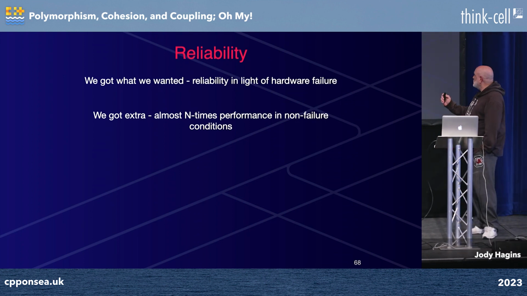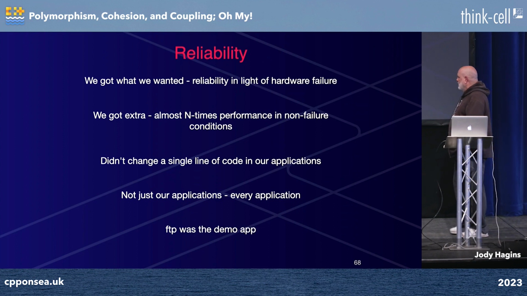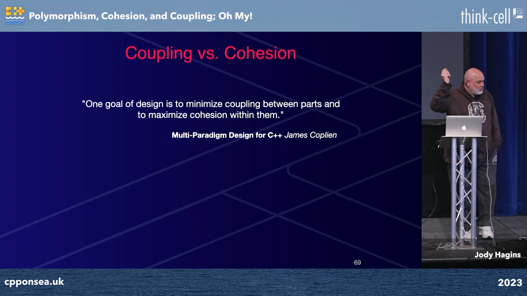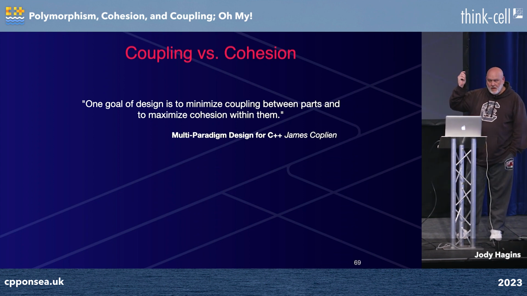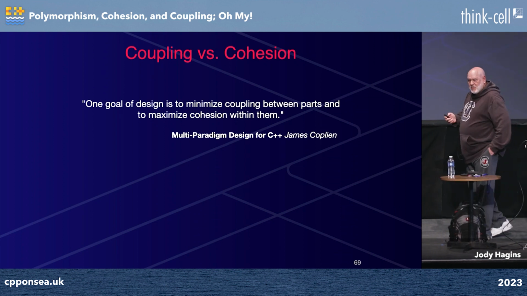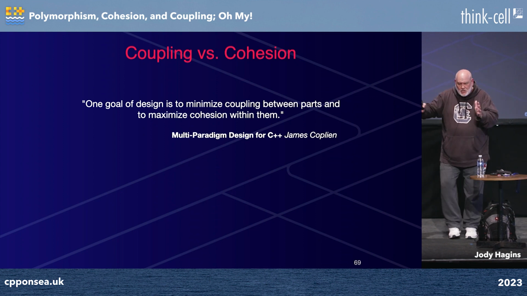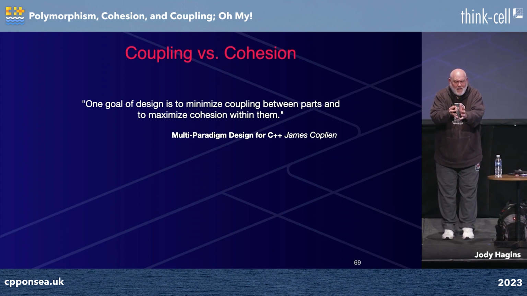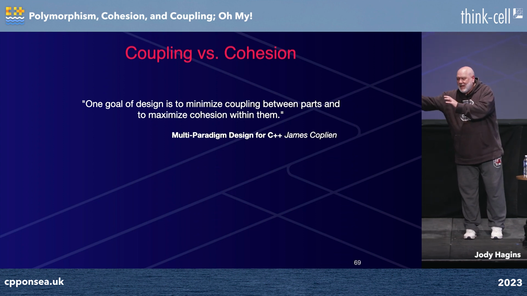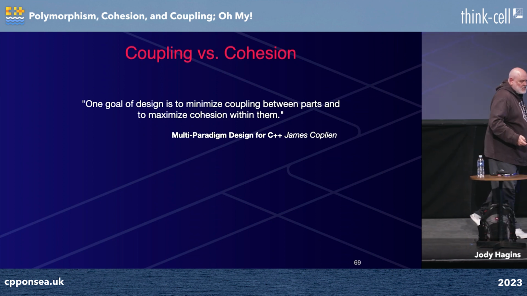So we got sometimes performance, and didn't change a single line of code in our applications. This shouldn't surprise us because this is the goal of design, right? The goal of design is to minimize the coupling between things, the things that have to change, and maximize the cohesion by giving things single responsibilities, giving them small tasks to accomplish, and then putting them all together through composition. That's what the streams framework is awesome at.